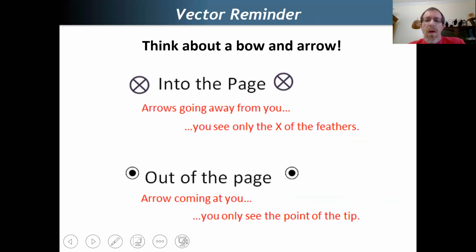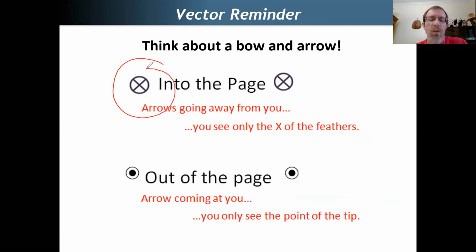All right. A couple little reminders on notation for vectors. If we've got a vector that's pointing into the page, then we represent it with this kind of cross, kind of like the back of an arrow moving away from you. So this is for a vector pointed into the page. If we've got a vector coming out of the page, then it's like the arrowhead's pointed straight at you, which sounds dangerous.